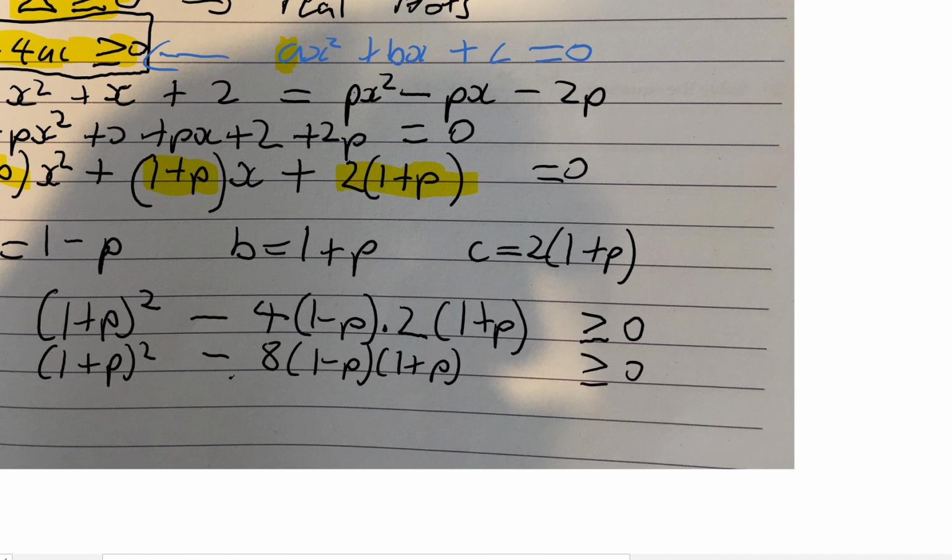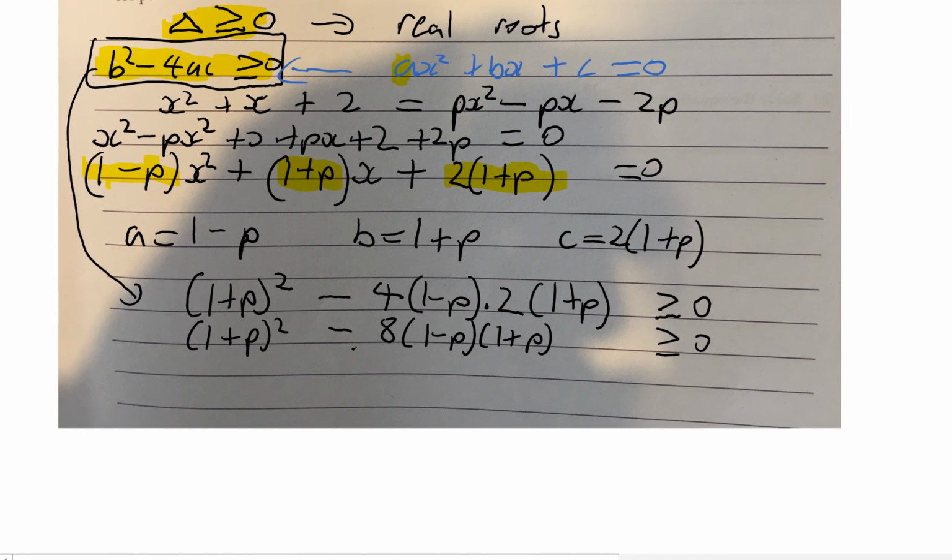Now, what can I do with 1 minus p, 1 plus p? You should know this. It's a difference of 2 squares, isn't it? So if I expand and simplify that, it's going to end up being easier to handle. It's going to just be 1 squared minus p squared, or in other words, 1 minus p squared, isn't it? So that's going to be easier to handle. So let's rewrite it like that.